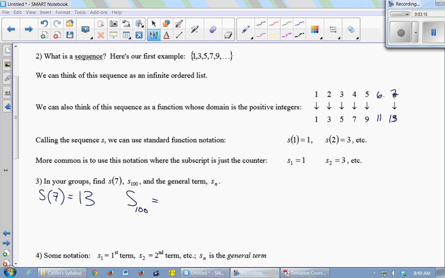right? So if I take 1 and double it, I get 2. But I want my output to be 1, so I subtract 1, right? 2 doubled is 4, subtract 1, you get 3. 3 doubled is 6, subtract 1, you get 5. So I'm going to take my 100 and double it and subtract 1. And then because I was forced to figure out a pattern to answer this question that's really far out in the list, I can write down my general term, S sub n, is always 2 times n minus 1.